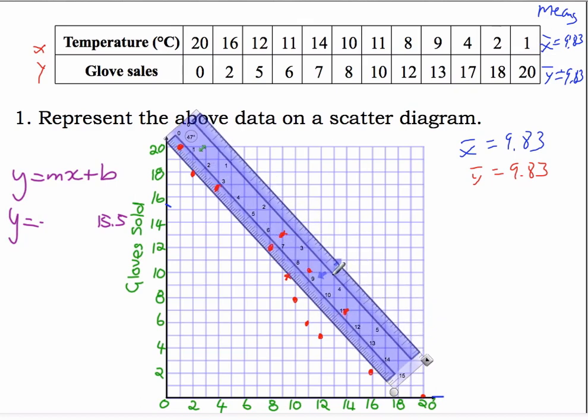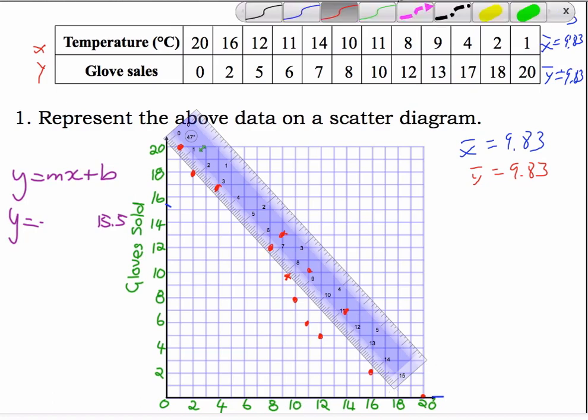Alright, so I think this looks a bit better. This is following the line, the same direction as the points. So I'm going to draw the line of best fit through here now. So there we go.